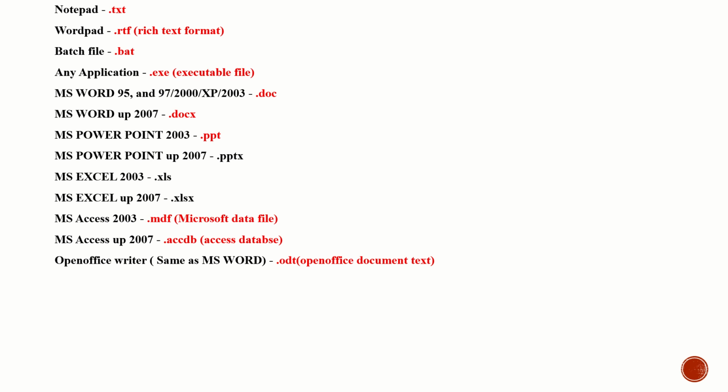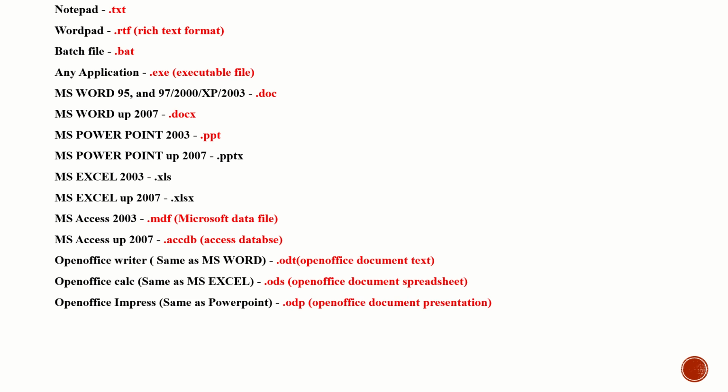OpenOffice Writer is similar to MS Word. Its extension is .odt, OpenOffice Document Text. OpenOffice Calc, same as MS Excel, its extension .ods, OpenOffice Document Spreadsheet. OpenOffice Impress is the same as PowerPoint, .odp, OpenOffice Document Presentation.